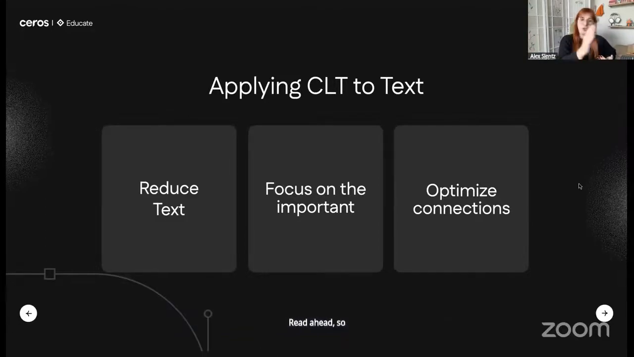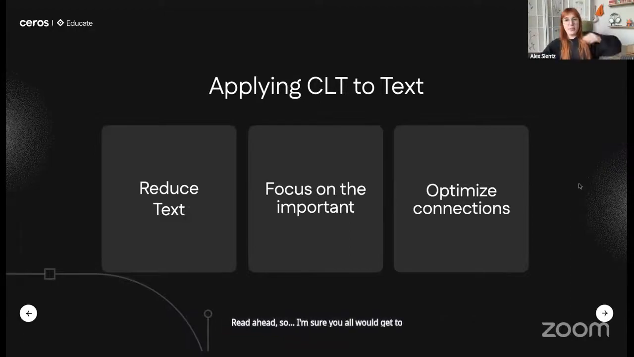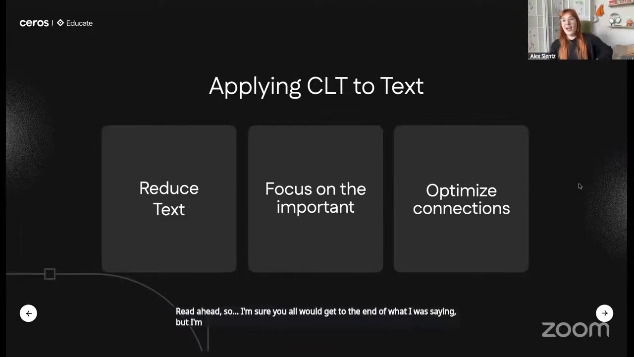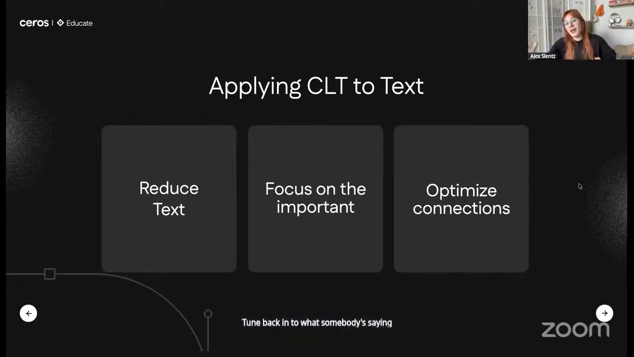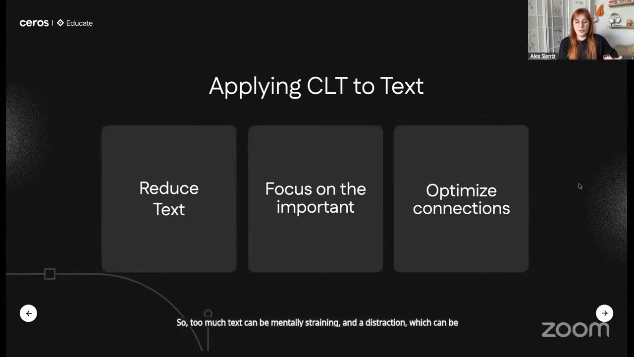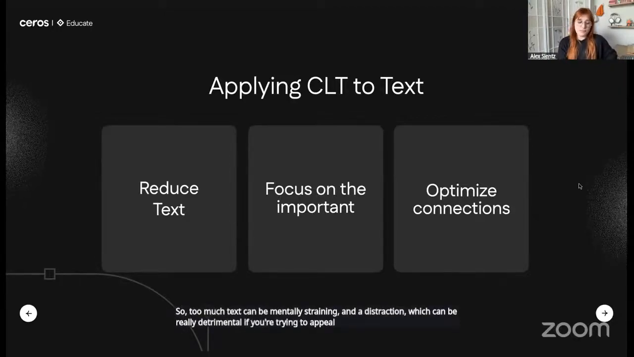So I'm sure you all would get to the end of what I was saying, but I'm over here saying it. And then when you try to tune back into what somebody's saying when you've already read ahead, it becomes messy and it becomes overwhelming and people just tune out. So too much text can be mentally straining and a distraction, which can be really detrimental if you're trying to appeal to a wide audience.